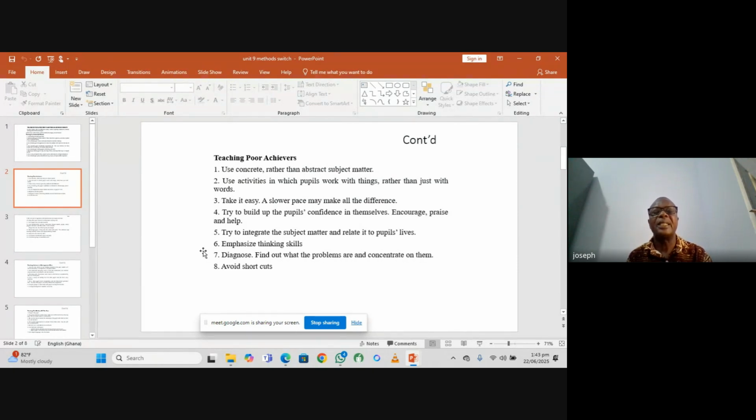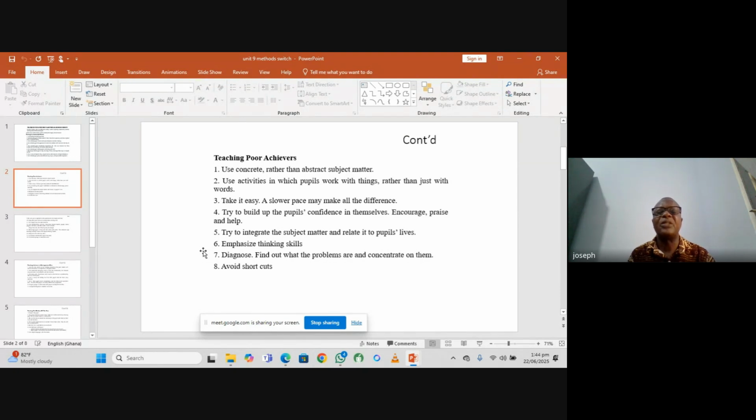Try to integrate the subject matter and relate it to the people's life. Make it a real life situation kind of teaching so that they'll put themselves in the person's shoes and be imagining and coming out with their responses. You should emphasize thinking skills when you are handling these poor achievers. Diagnose and find out their problem. And when you're able to know their problem, it is then that you can help them to overcome their problem.